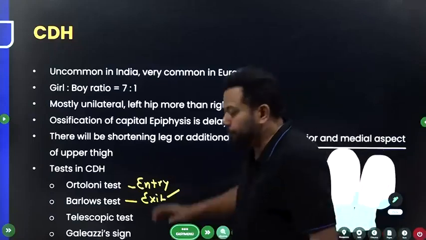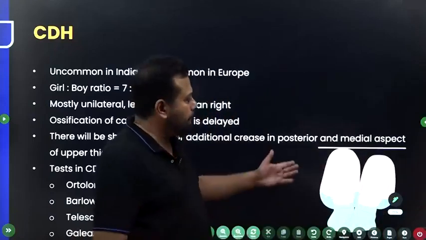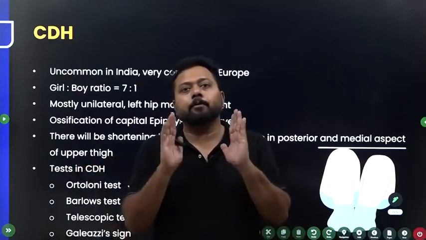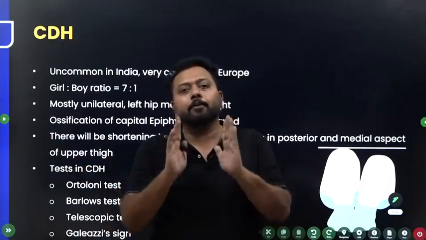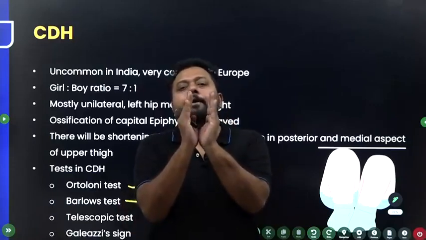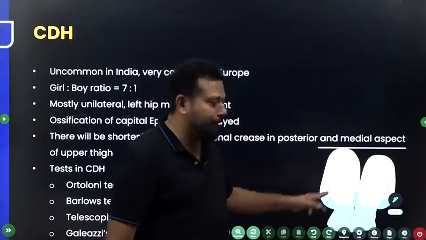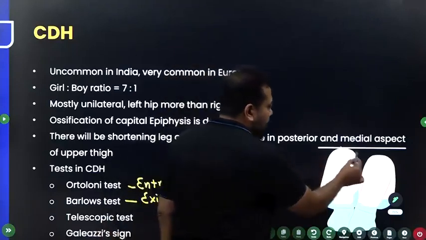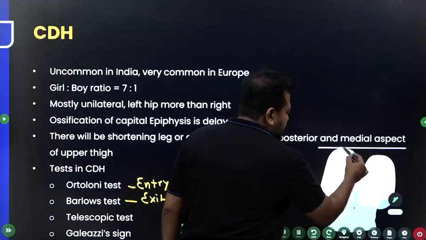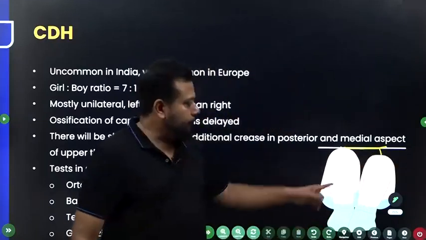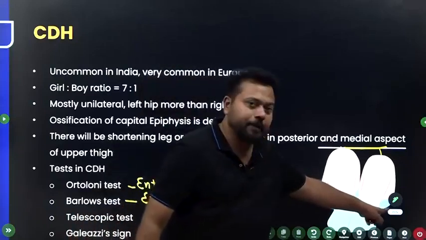Galeazzi sign is beautifully depicted here. You make the baby lie down in a supine position. Flex both the hips to 90 degrees. Flex both the knees to 90 degrees. Normally, both the knees should be at the same level. This is normal. You see here, this side the height is okay. This side, the knee is not meeting this level. So it is shortened. So this side the patient is having CDH.